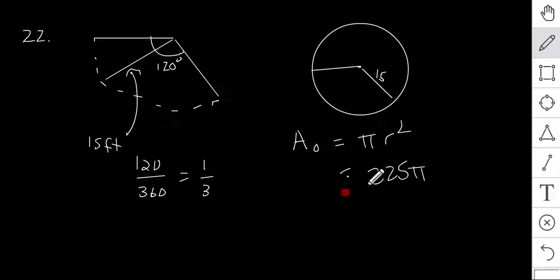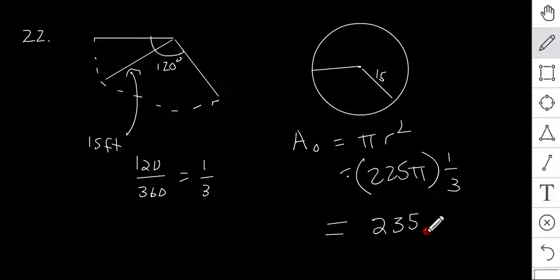So we can multiply all these out. To find the sector, we're just going to take this times 1/3, and you can just pop this in your calculator. So 225 times 3.14 equals, and I'm just going to divide it by 3, and we get 235.5. And then again, it's area, so it has to be units squared, and it's going to be feet squared.